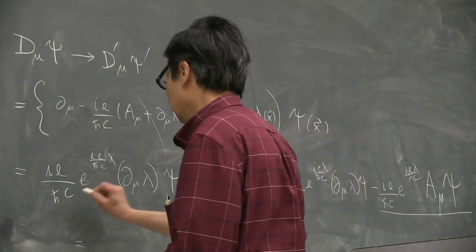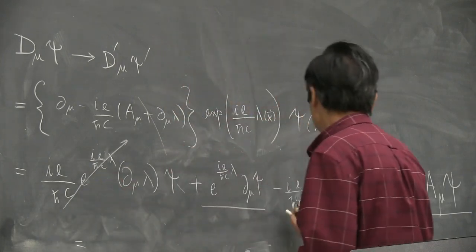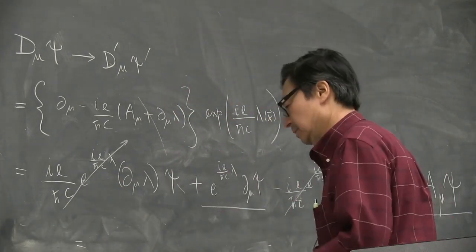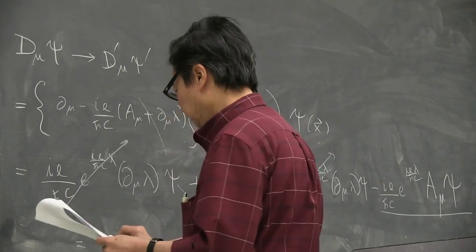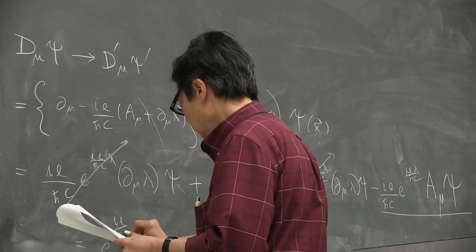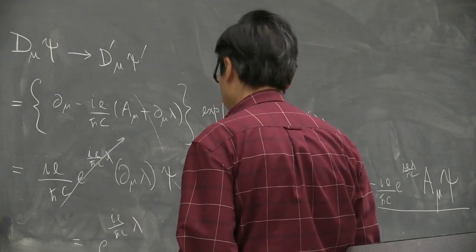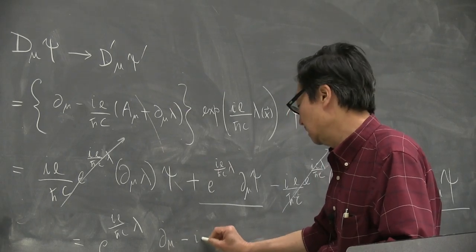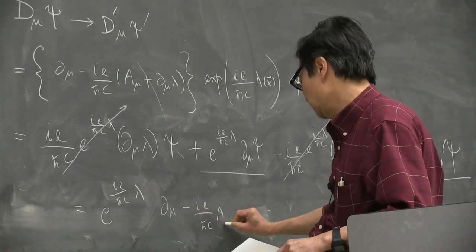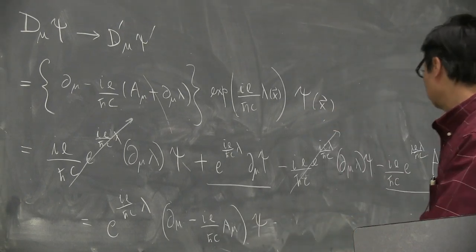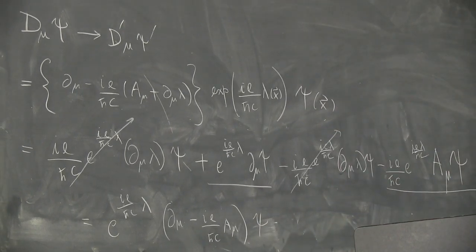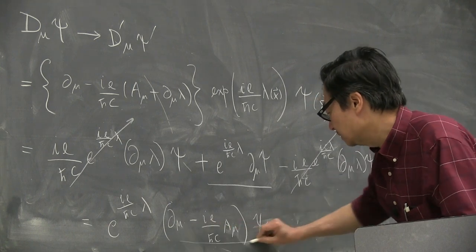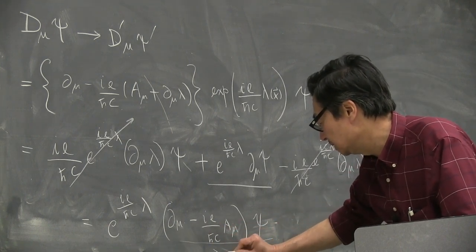Which is simply, so this term cancels with this term, because one is a plus and the other one is a minus. Leaving only e to the iE/ħc λ multiplied by ∂_μ minus iE over ħc times A_μ, all acting on ψ. Okay? That's the second and fourth terms in here. But this is the original D_μ ψ. All that much is the original D_μ ψ.